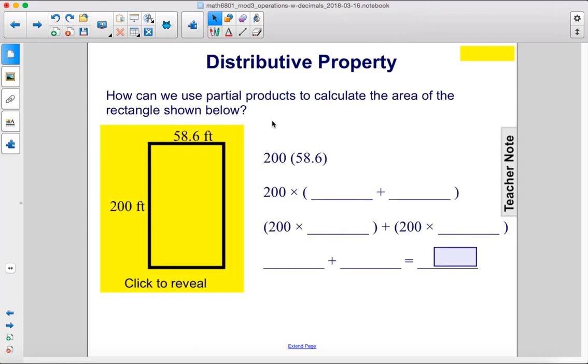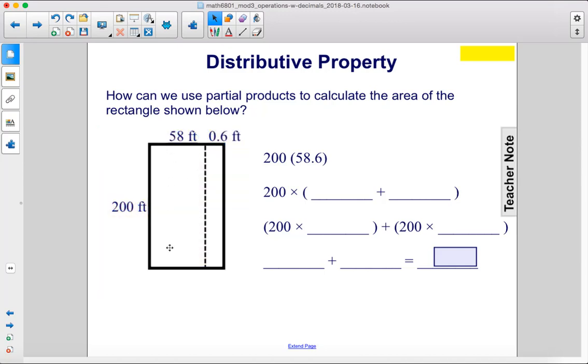How can we use partial products to calculate the area of the rectangle shown below? 200 feet by 58.6 feet. Well, we can kind of redraw it. Draw it as two rectangles that are 200 by 58 and 200 by 0.6. So then we just add up the areas of this rectangle and this rectangle.